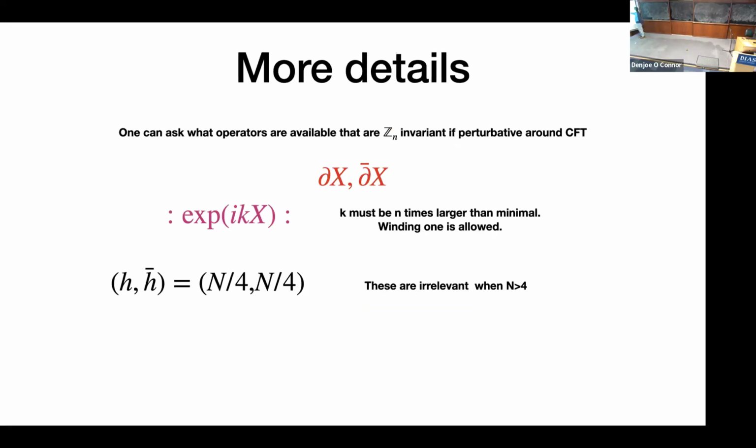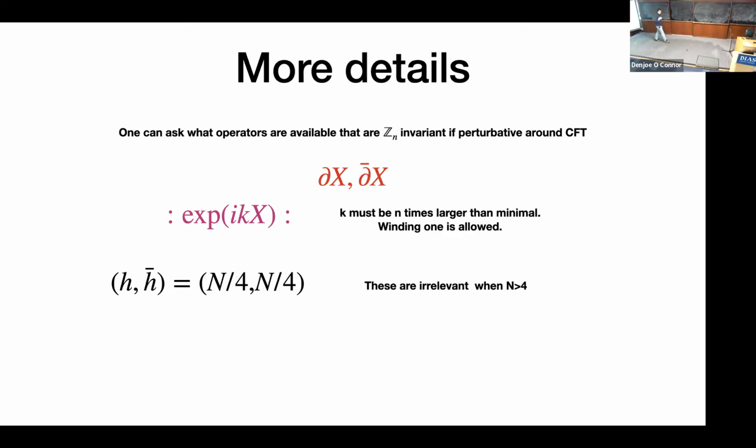So if you start with the theory, dx and d bar x, those are invariant under the Zn. Exponential of ikx is invariant, so long as k is n times larger than the minimum momentum. Winding states, one is allowed in the setup. And then if you start looking at the dimension of these operators where k is n times the smallest value, for these theories, at the self-dual point that I told you, the h, h bar is n over 4 for these operators. So the operator exponential of ikx is irrelevant if n is bigger than 4.